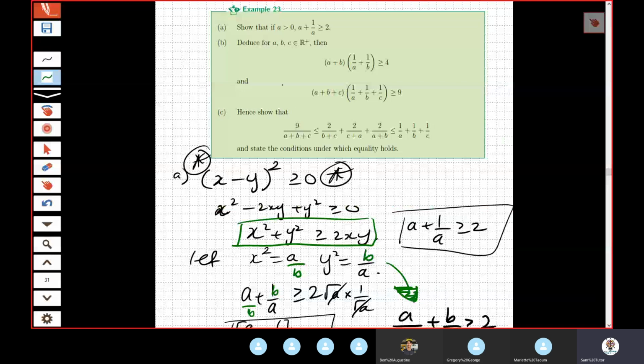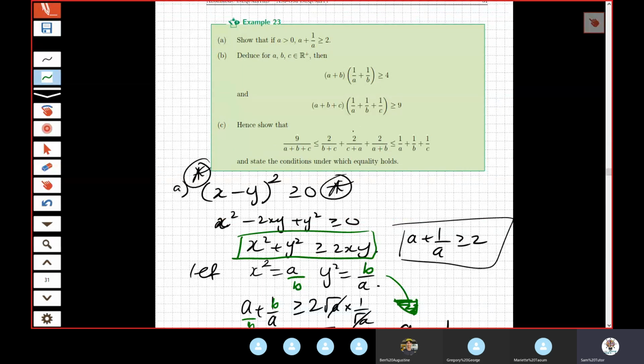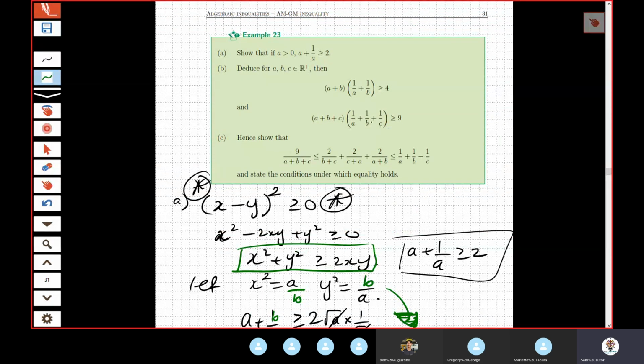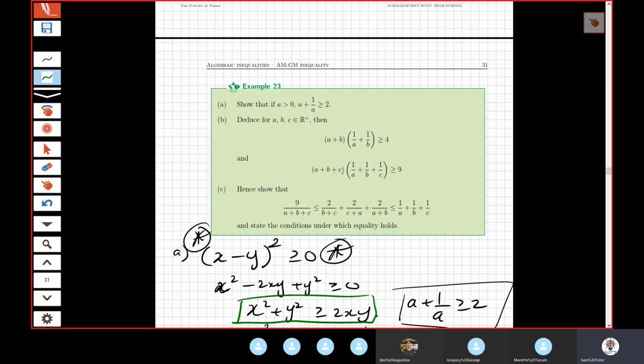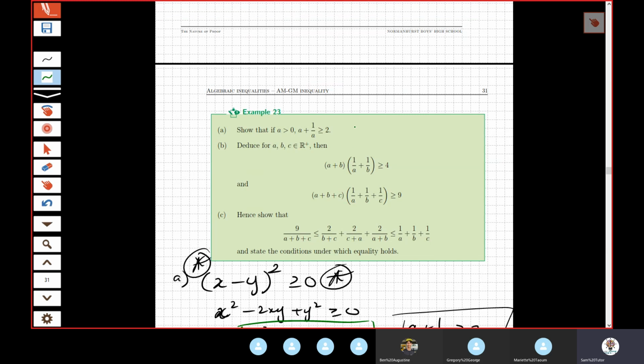C, hence, oh, sorry, and A plus B plus C times this is greater than or equal to 9. Okay, so before we look at that one, what we want to look at, if I'm not wrong, oh no, should be fine, actually. Should be fine. Yep.